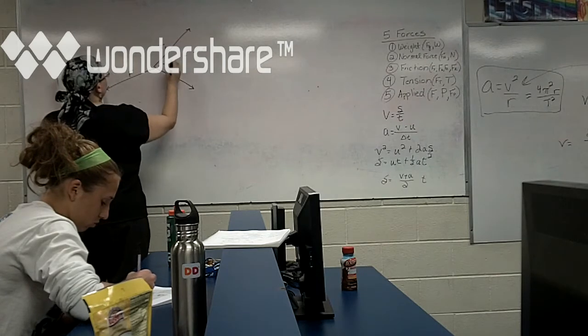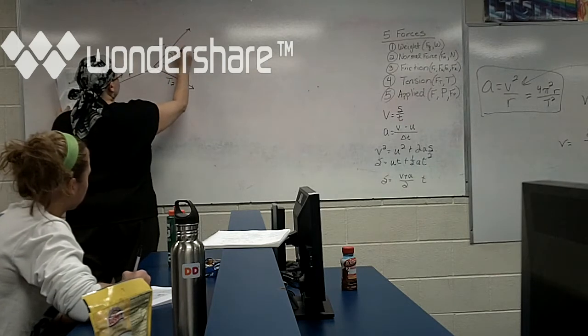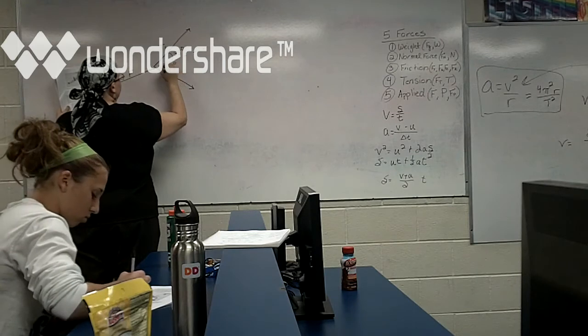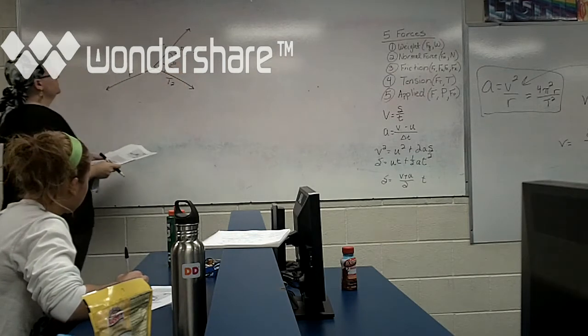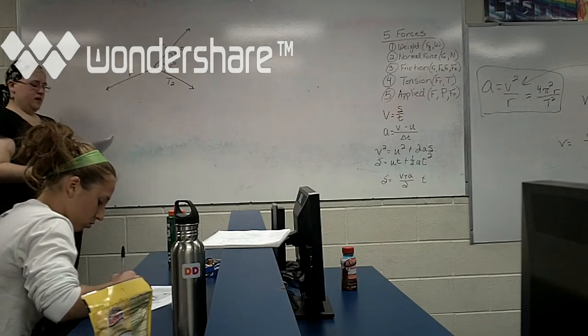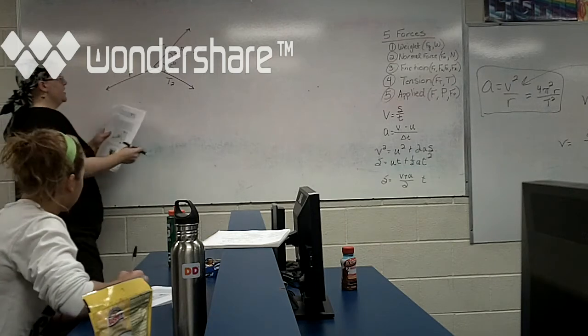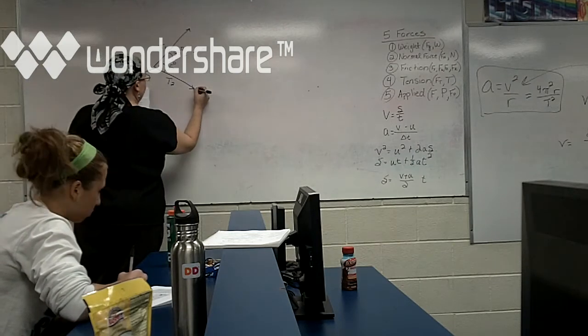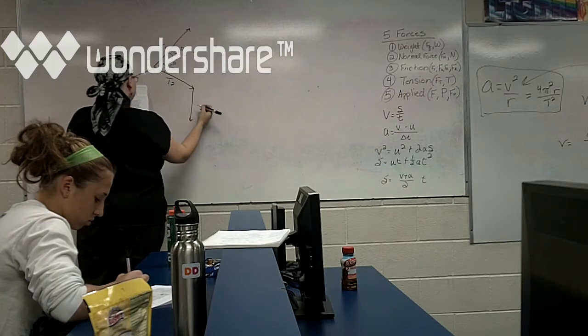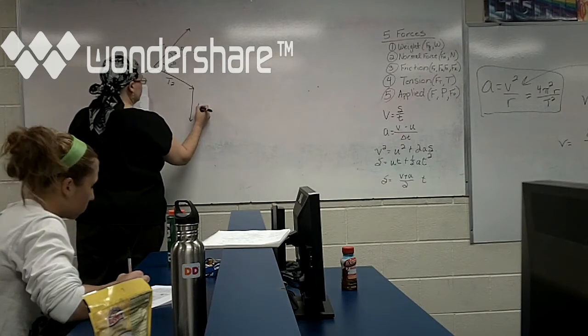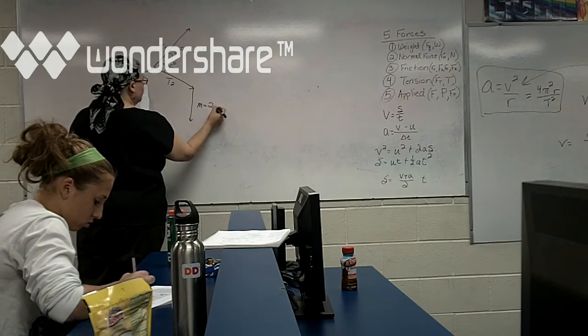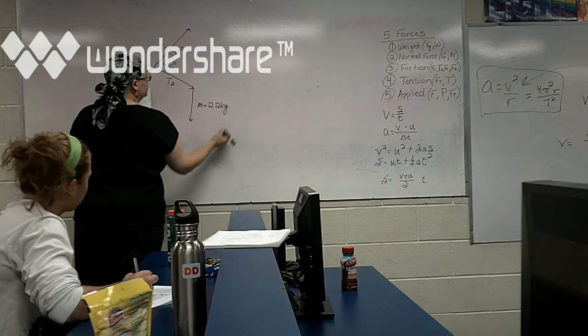Obviously, this is not as good as a symmetrical version of this picture as it should be, so my apologies. But you get the idea. Going from here, we have a weight acting downward. It's actually a mass that acts down. The mass is 2.2 kilograms.